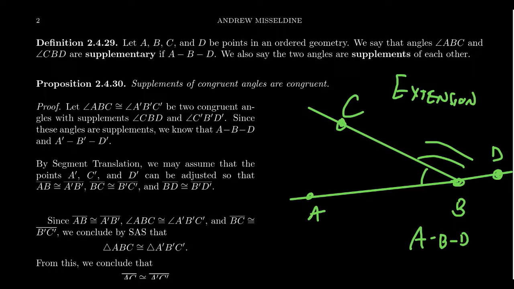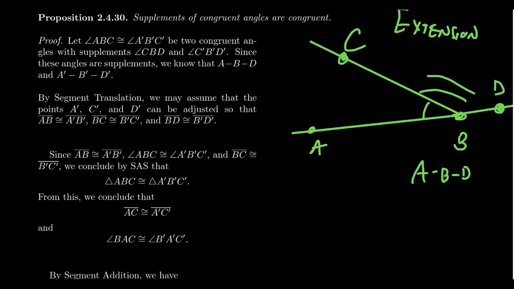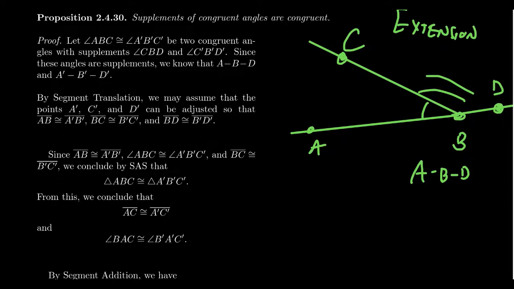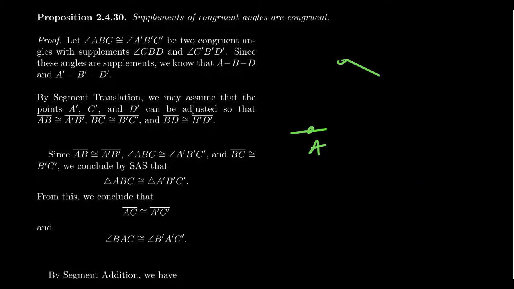Now we're going to transition a little bit. We're going to go from an ordered geometry now to a congruence geometry, because in an ordered geometry, we can't in general talk about what it means to be congruent to anything. We need to be in a congruence geometry to talk about those types of things. So in a congruence geometry, we can say the following: supplements of congruent angles are congruent. So if we have two congruent angles, their supplements have to be congruent as well.